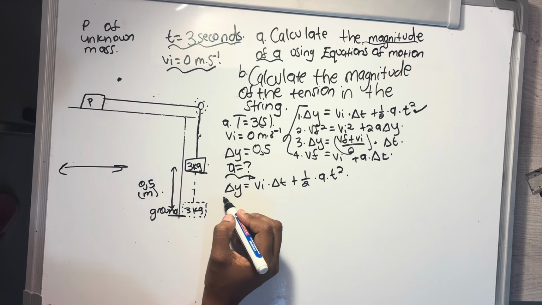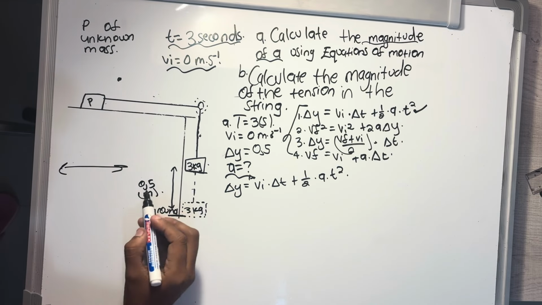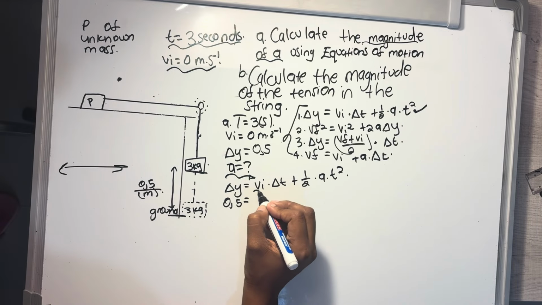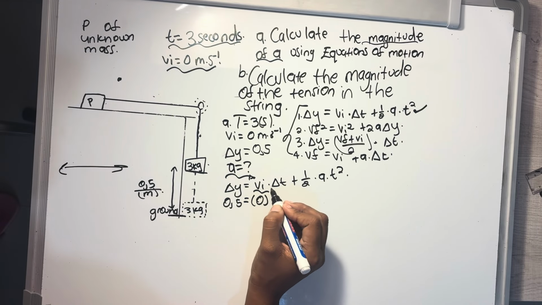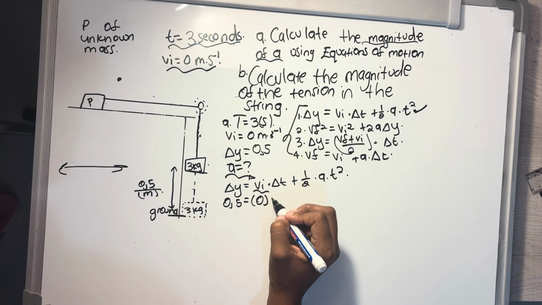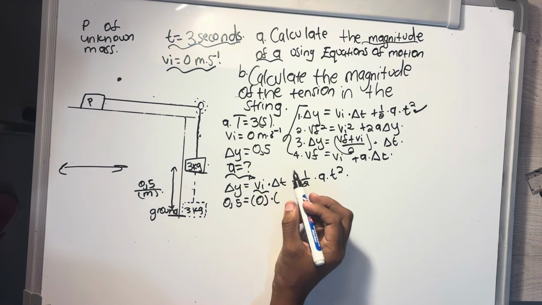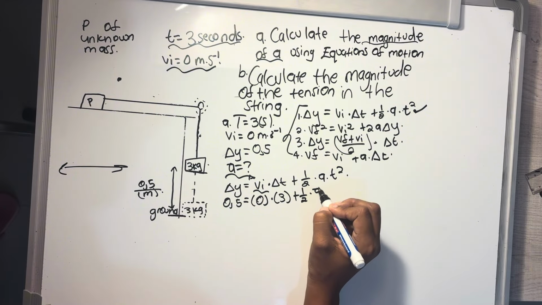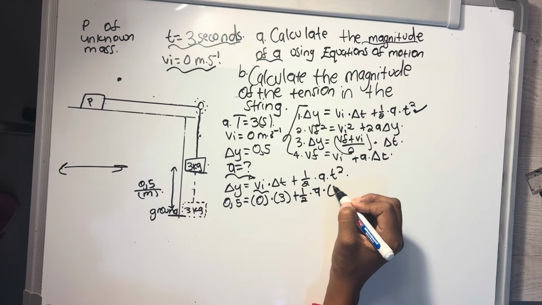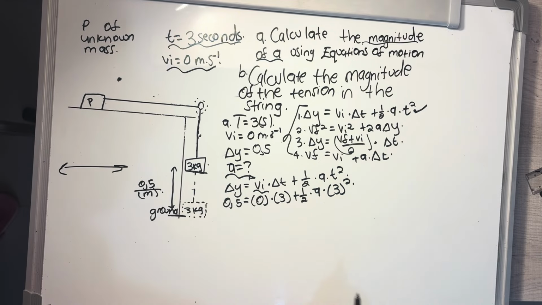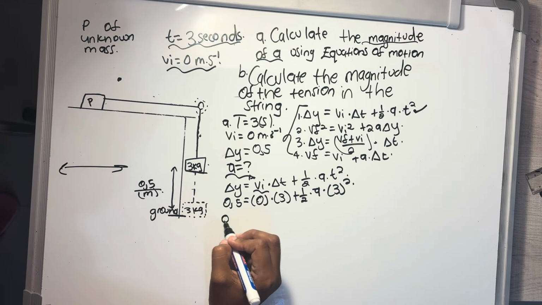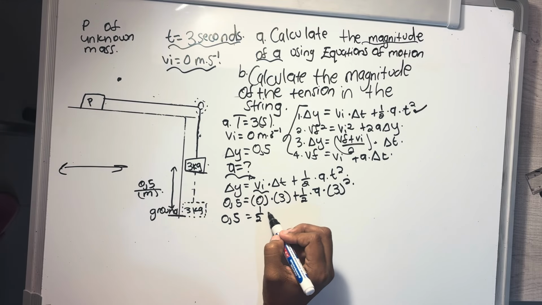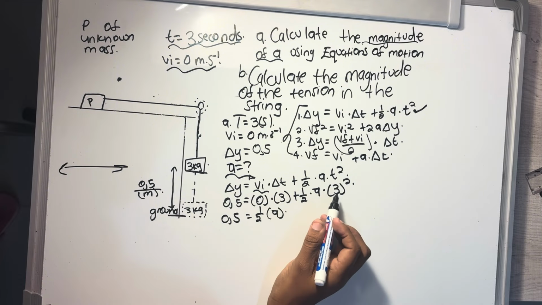What is our change in y? It is the distance from the ground, which is given to us as 0.5. So it will be 0.5 equals, we have vi, which is 0. Remember, it was stationary at first, multiplied by, what is the time? 3 seconds, plus 1 over 2 multiplied by the acceleration multiplied by, what is the time? 3 squared, right? So you're going to have 0.5 equals 1 over 2 multiplied by a. What is 3 squared?